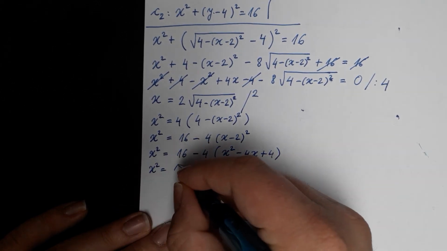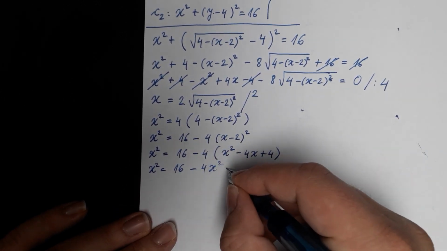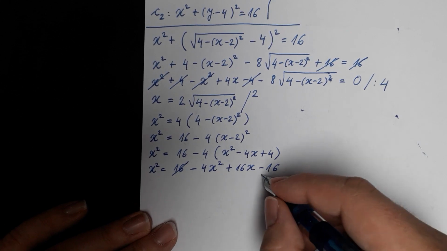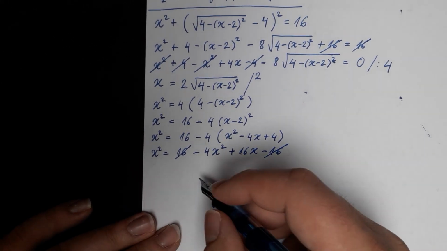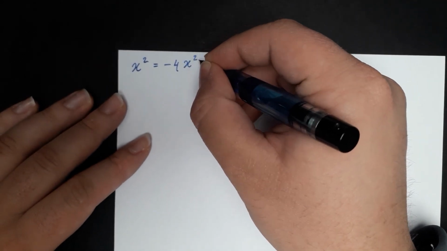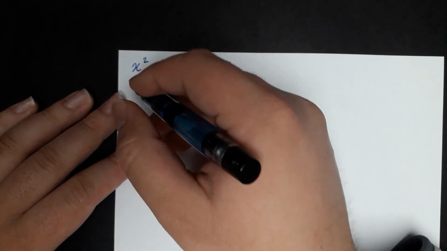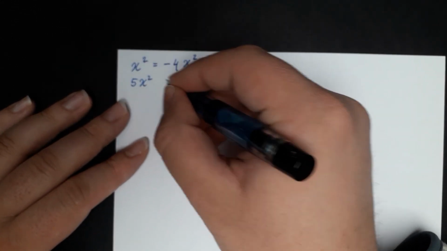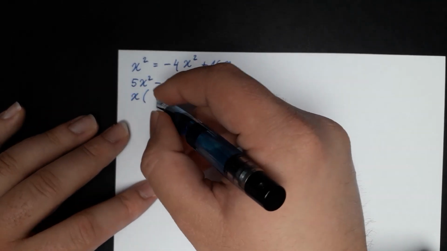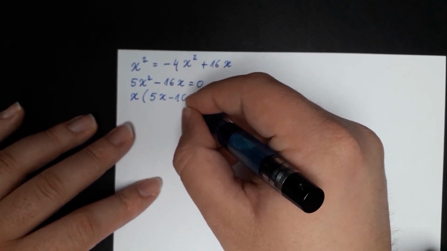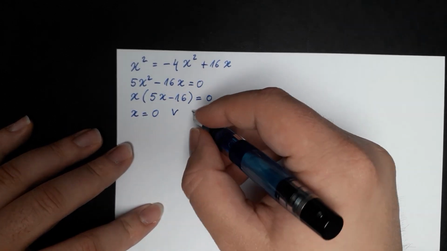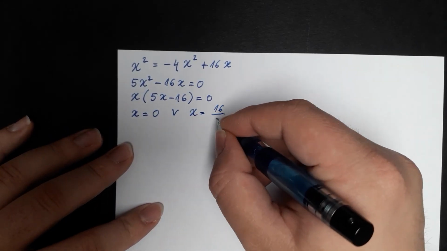So x squared is equal to 16 minus 4 (x squared minus 4x plus 4). So x squared is equal to 16 minus 4x squared plus 16x minus 16. 16 and negative 16 are going to cancel out. And then we get that x squared is equal to negative 4x squared plus 16x. That means that 5x squared minus 16x is equal to 0. x is in common, so we are left with 5x minus 16 being equal to 0. And that means that x is 0, or x is equal to 16 over 5.